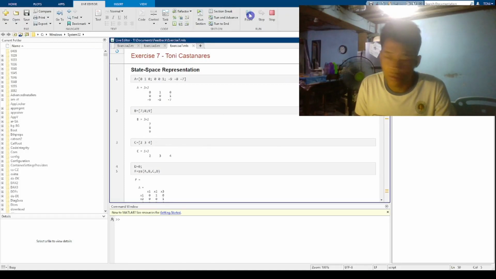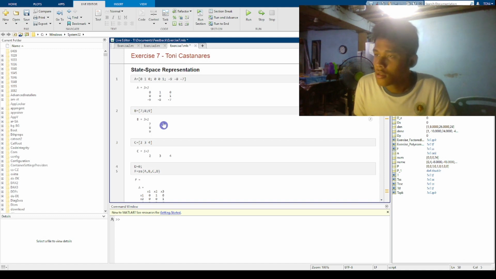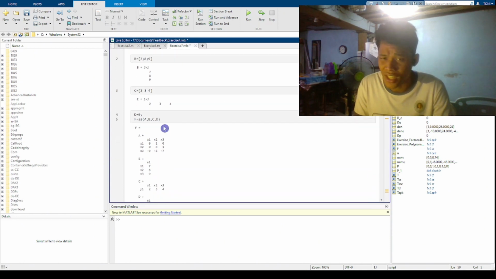This is the state space representation exercise. Below is the state space representation general structure. This is not in a controlled canonical, observable canonical, nor diagonal canonical form. It is in a different form.